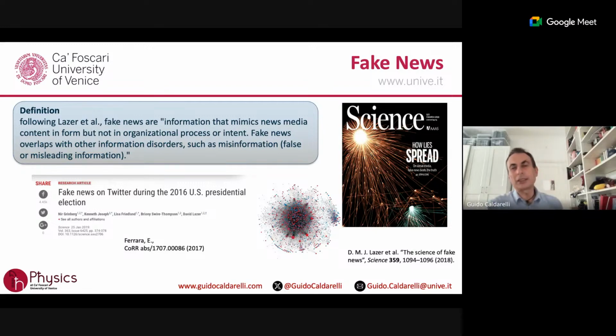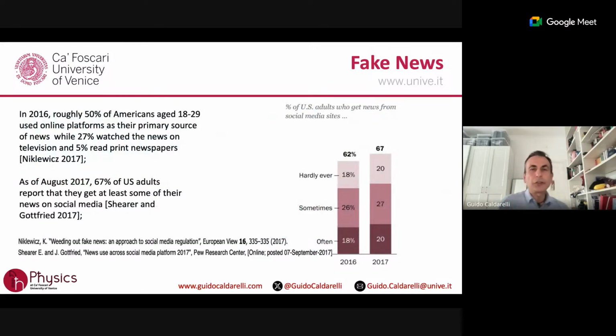Of course, as in many things, the US was starting using social media as a way in which you get informed. And now what was true a few years ago in the US is true everywhere in the world now. So if 50% of Americans in 2016 used online platforms as the primary source of news, in Europe it is exactly the same even now, and everywhere is the same even now. So it propagated from the Americas to the rest of the world, and essentially these platforms are important because most of the news we take is from them.